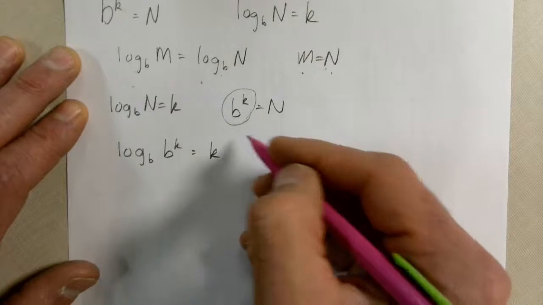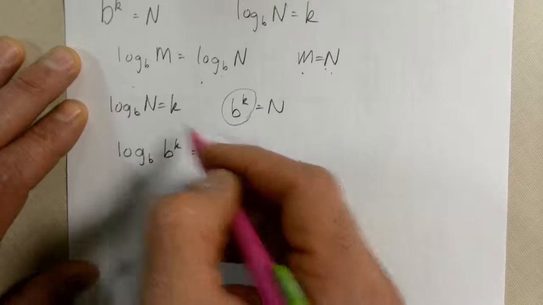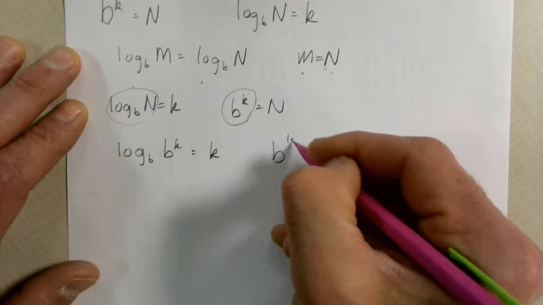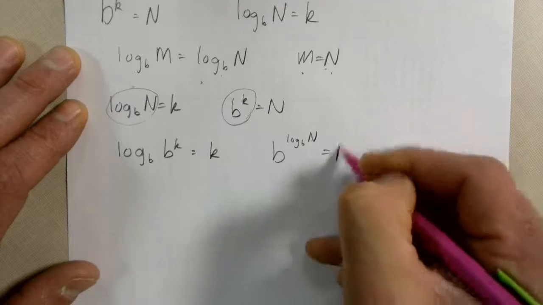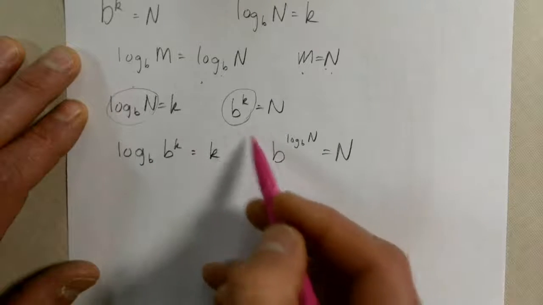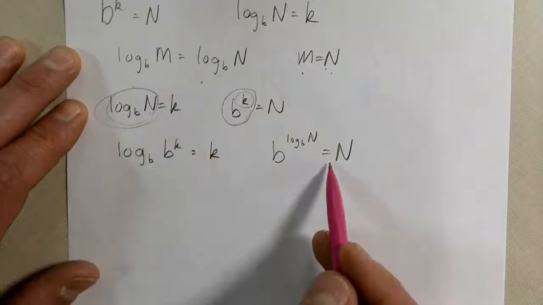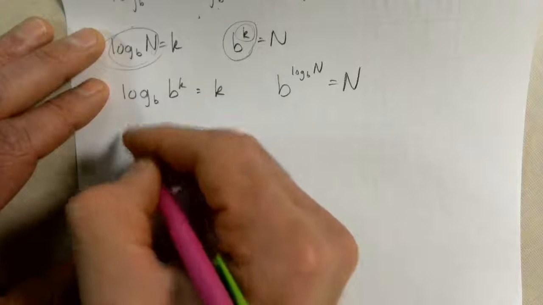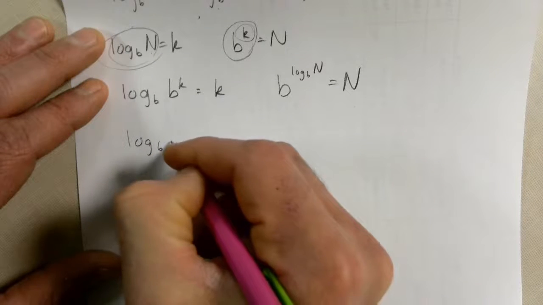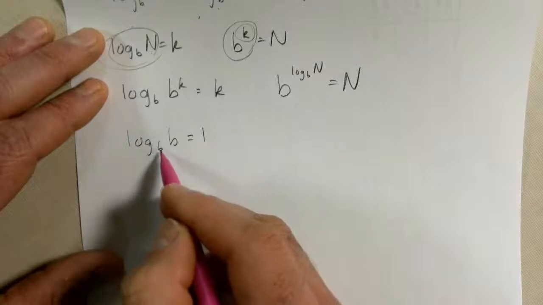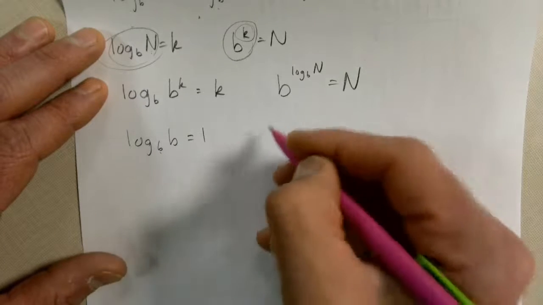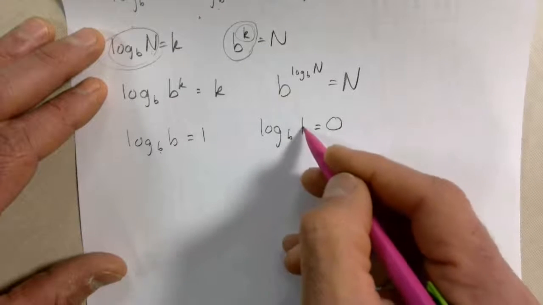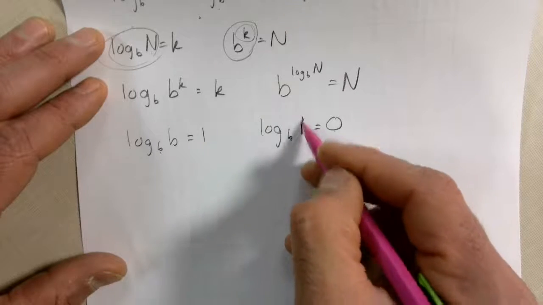Okay, now let's substitute another way. This is k, and so if I write b to the log base b of n, then that's going to be n, because I substituted k, which is this. Okay? And two other little things that'll be true: if I take the log base b of b, it's got to equal 1 because b to the 1 power is b. And if I do the log base b of 1, it's always got to equal 0, because b to the 0 is 1. It's got to be 0.